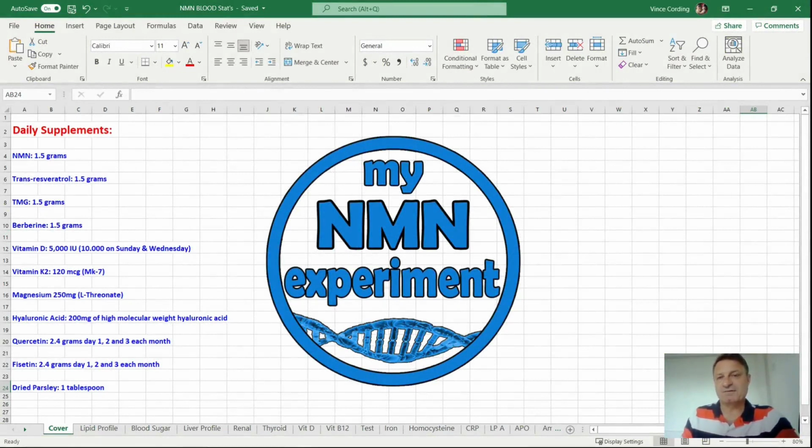NAMN 1.5 grams a day. Trans resveratrol 1.5 grams a day mixed into full fat yogurt. TMG, trimethylglycine, 1.5 grams a day. Berberine 1.5 grams a day. Vitamin D3, 5,000 international units per day.